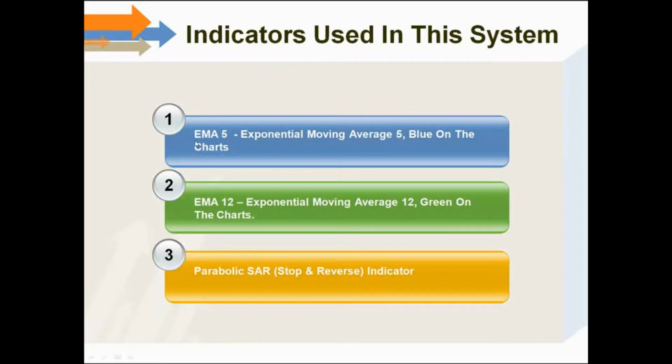We're going to add an EMA 5, or an exponential moving average 5 period. We'll make this one blue on the charts. Then we're going to add an EMA 12, an exponential moving average 12 period, and we'll make this one green. And then finally, we're going to add a Parabolic SAR, or stop and reverse indicator, and that will be the last indicator we add to the charts.